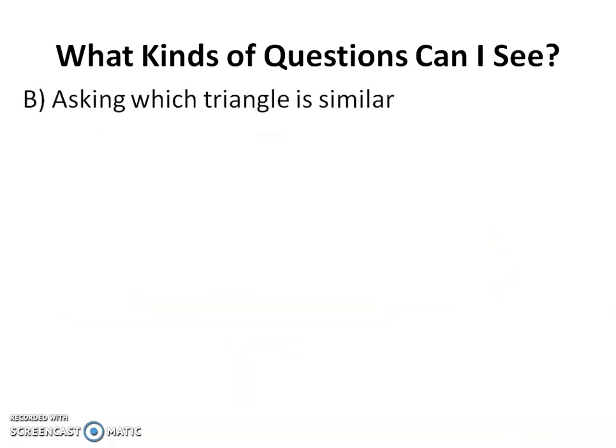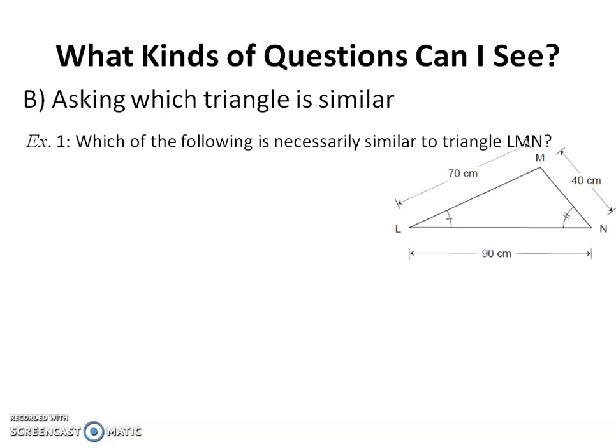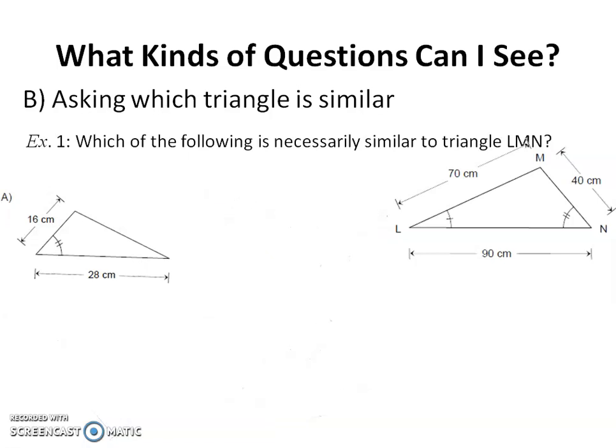Second type, asking which is similar. And that's a very common multiple choice question on a final exam. So which of the following is necessarily similar to this triangle LMN? And like in congruence, when we went through this, I'll go through them one by one, proving why one of them is correct. So in A, for instance, we have 2 sides and 1 angle.